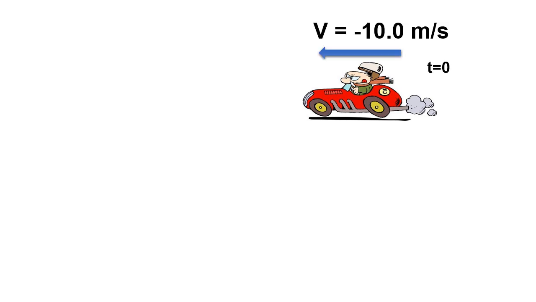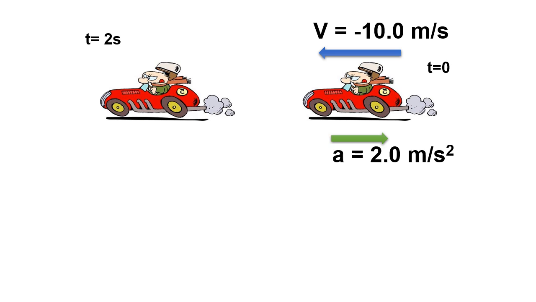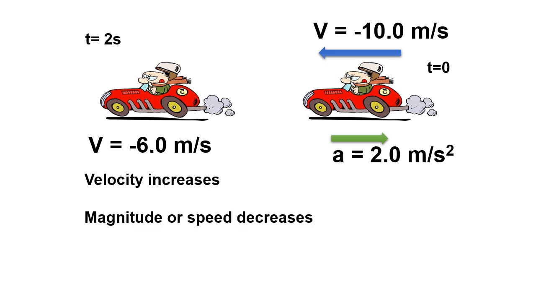Now let's consider the situation where velocity is minus 10 meter per second. The same situation, but if he is applying the brake, that means the acceleration is in the opposite direction. So they have opposite signs, like the minus and plus here. So every second, the magnitude is going to decrease. After 2 seconds, the velocity of this car is minus 6 meter per second. So minus 6 is bigger than minus 10. So we say velocity increases, but magnitude or speed decreases.